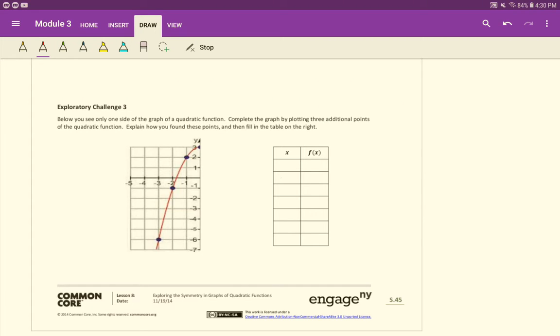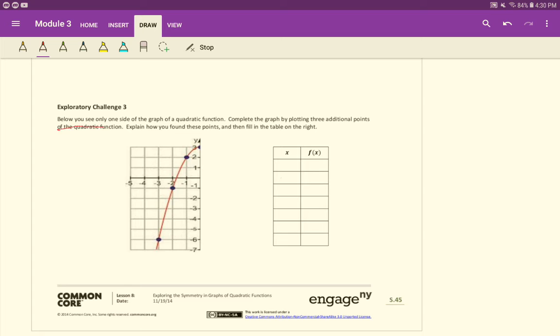Welcome back. That was quite a marathon video, that last lesson there, but we're going to continue on with our exploration here for the fourth lesson in Module 3, where we're looking at the graph of a quadratic function and its characteristics. Exploratory Challenge 3 here is what we're going to be covering.